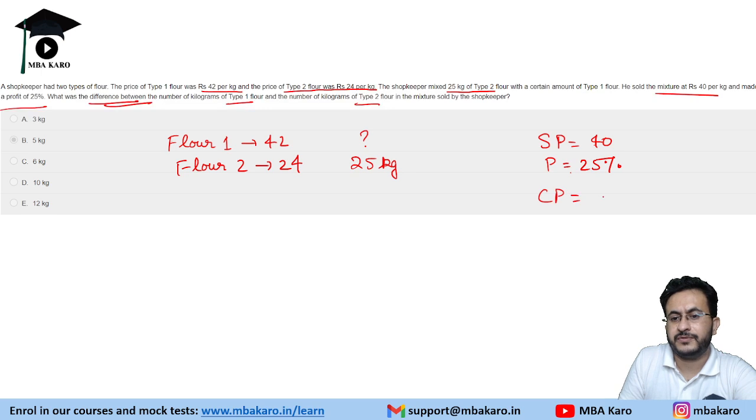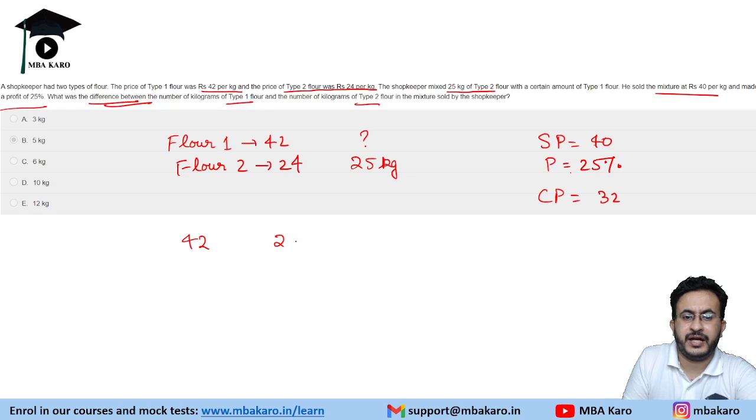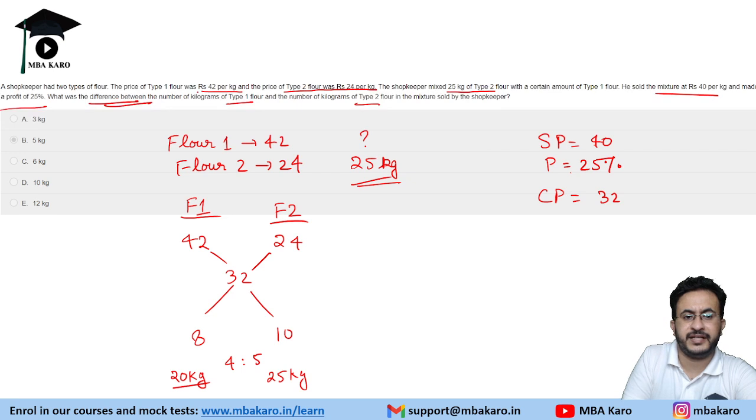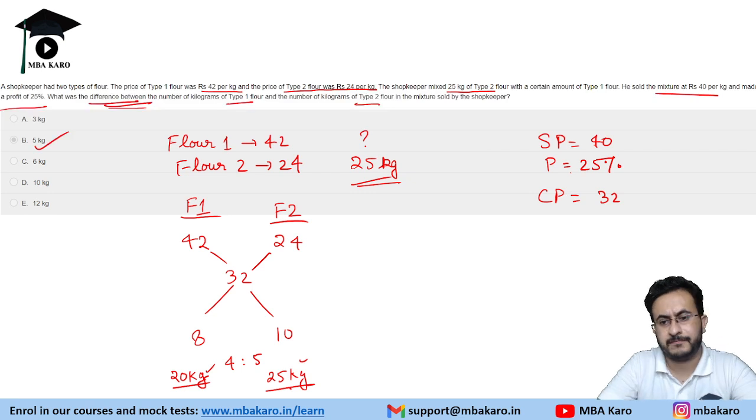Selling price is 40, profit is 25%, that means cost price will be 32 rupees. Now he is mixing 42 rupees and 24 rupees flour, and the mixture costs 32. So this is flour 1 and flour 2. The mixture is worth 32 rupees. So we get differences as 8 and 10, so the ratio is 4 to 5. Now he is mixing 25 kg of this, so it will be 20 kg. It is asking the difference between the kilograms, so this is 25 kg minus 20 kg. The difference is 5 kgs.